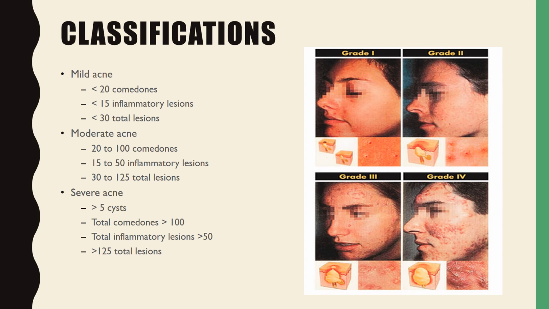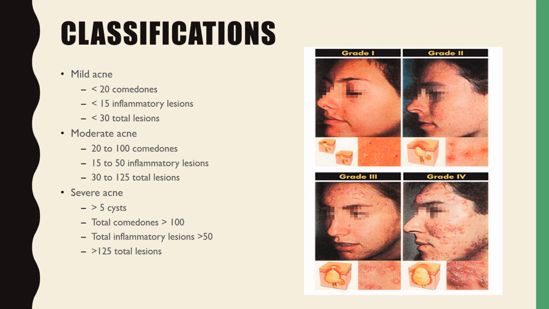So here are the classifications. I'm sorry the picture is a little blurry because they blurred out the eyes, but I thought it was a good picture there. Mild acne has less than 20 comedones, less than 15 inflammatory lesions, and less than 30 total lesions. Moderate acne has 20 to 100 comedones, 15 to 50 inflammatory lesions, and 30 to 125 total lesions. And then severe acne is your cystic acne.